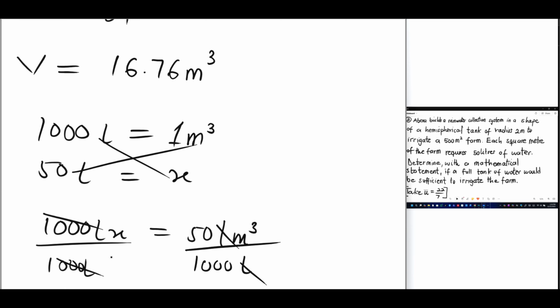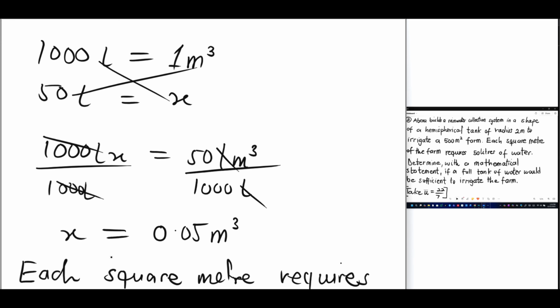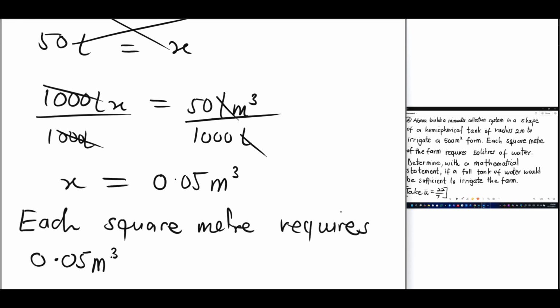So knowing the volume of water in the tank as 16.76 cubic meter, let us identify the number of times that you will be getting 0.05 cubic meter in that particular volume of water. The reason why we are doing this is that the area of the farm is 500 square meter, and they are saying that each square meter requires 0.05 meters cubed of water.